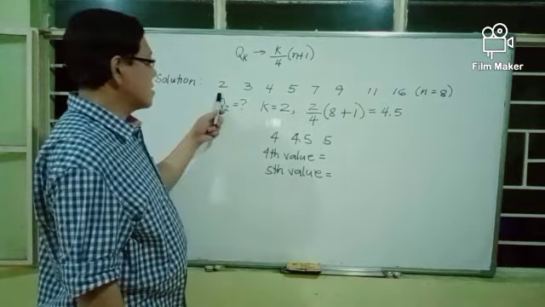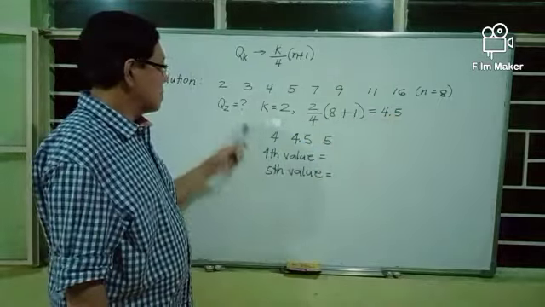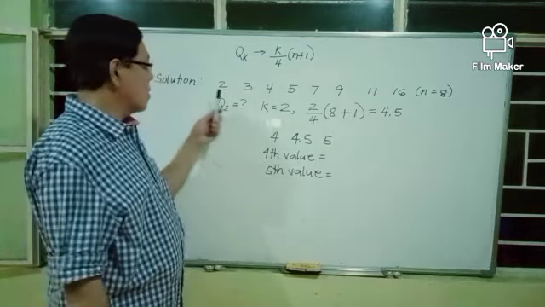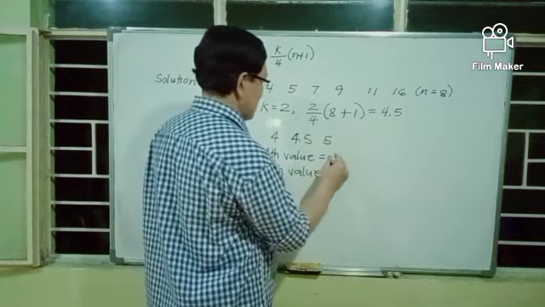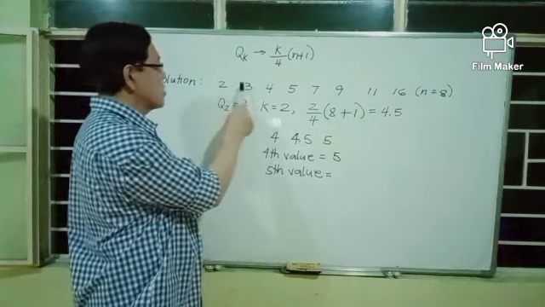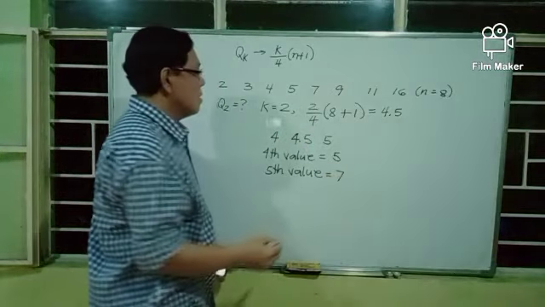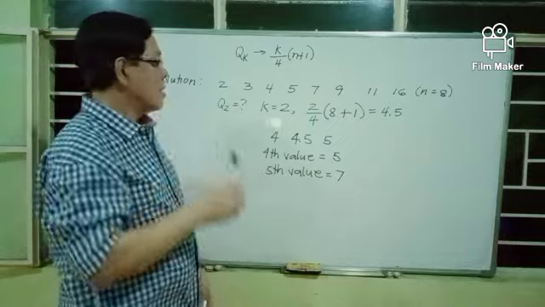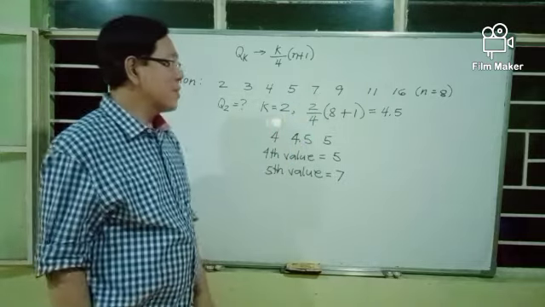In this arrangement of the 8 values, the fourth value is 5. And the fifth value is 7. Which means that the value of the second quartile, Q2, is between 5 and 7.